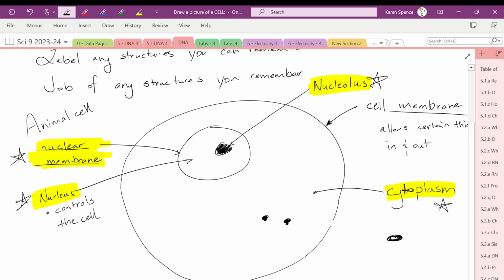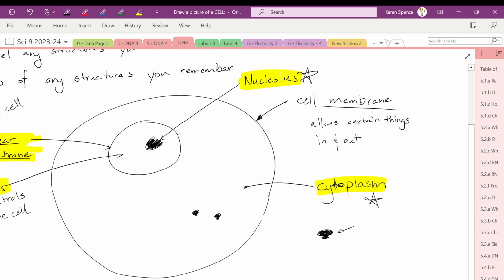So this is a ribosome. And I'm trying to draw them, but really they're so small that they end up just looking like little black specks. They look like, you know, seeds or something like that, okay? And there are free-floating ribosomes. There are also ribosomes that live on a certain structure. Does anyone remember that structure?